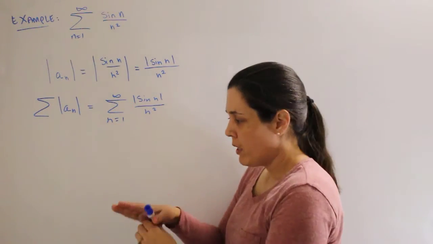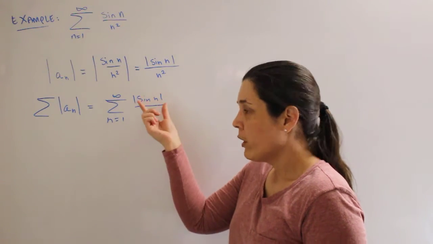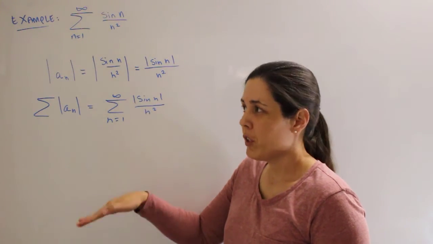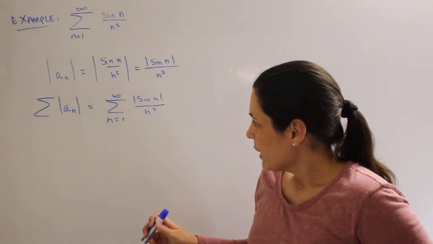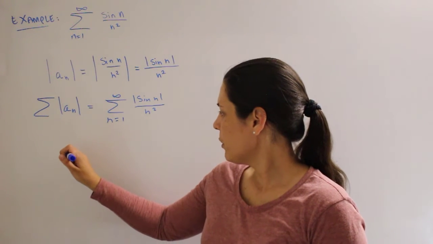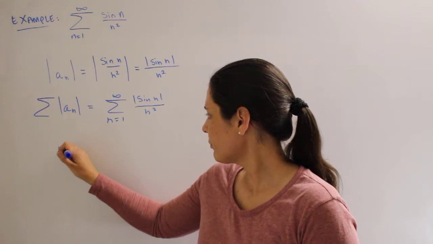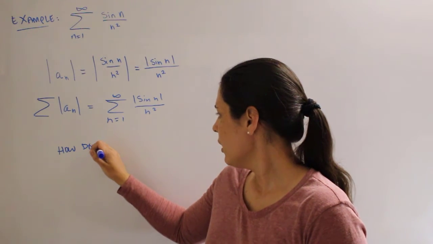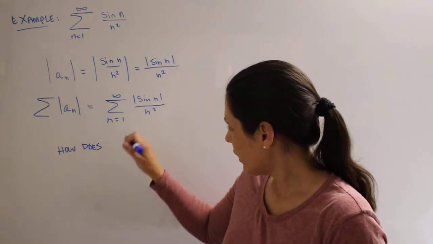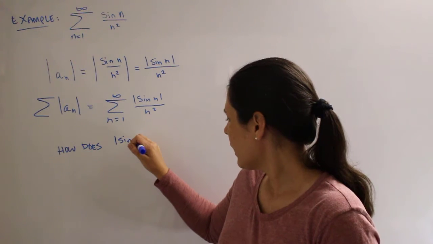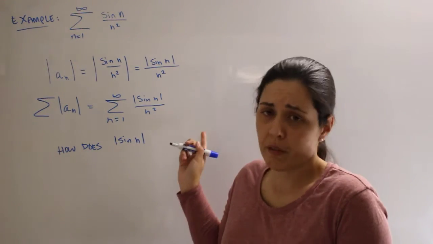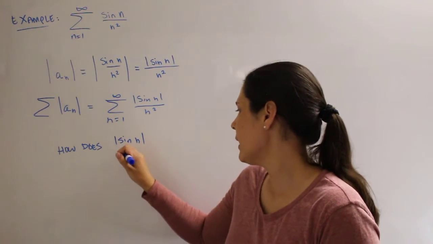So remember, sine went from -1 to 1, but now I only want the positive values, so it only goes from 0 to 1. Okay, so what we're going to compare with is, how does our sequence, absolute value of sine of n, actually I'm only going to focus on the numerator because I'm going to pick the same denominator.